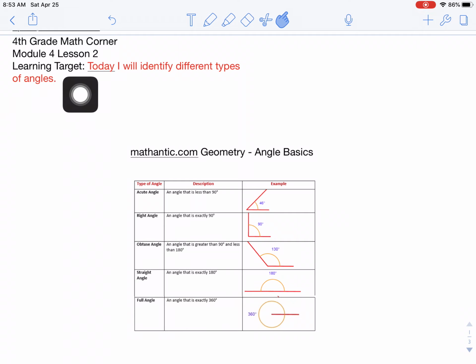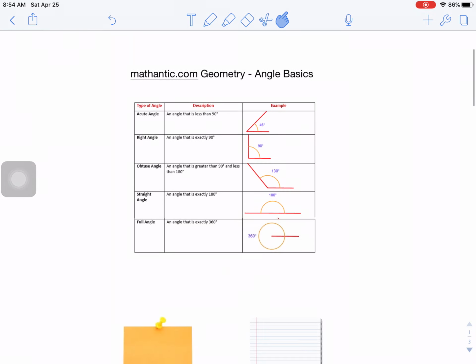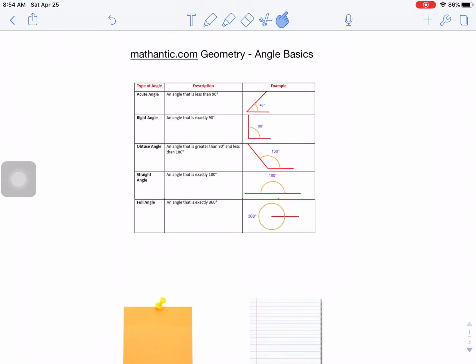The learning target is today I will identify different types of angles. Remember yesterday we talked about angles being the space between two lines that touch. If you watch the mathantics.com video in the geometry section on angle basics, it'll give you a lot more information. I'm just going to quickly go over the different types of angles that they will talk about. I highly suggest you watch that.